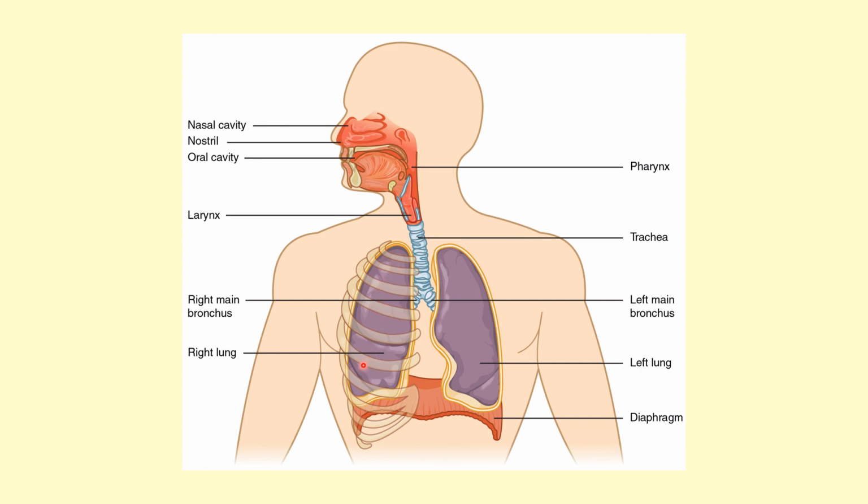As I said, you've got the right lung over here and the left lung over here. Notice this little notch here, that's to provide space for the heart. And the lungs sit just right above the diaphragm.